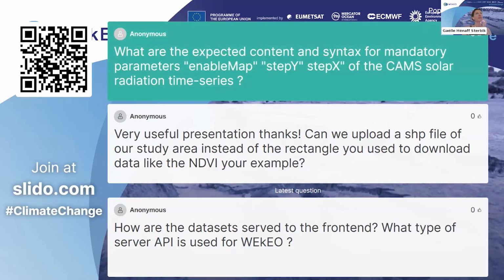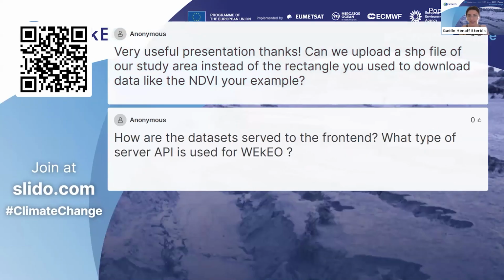The next question is a more technical one: what are the expected content and syntax for the mandatory parameters enable map, step Y and step X of the CAMS solar radiation time series? It's a precise question on a product. Honestly, I don't really understand the question, so I don't want to say anything wrong. So maybe come to the user support chat as I've just shown, and we will be able to help you on that. But here live, I don't have the answer. Sorry. I put the question on the side, just in case.